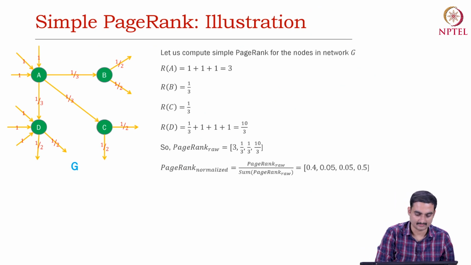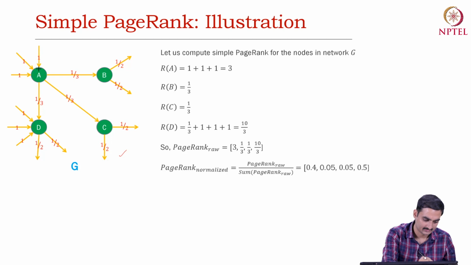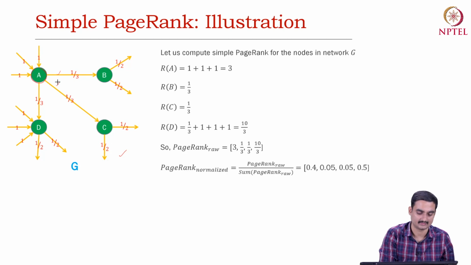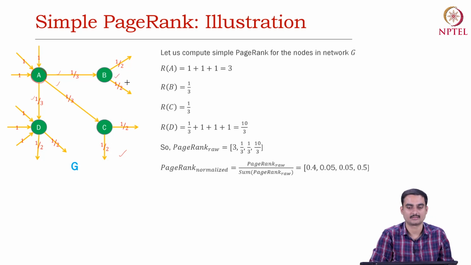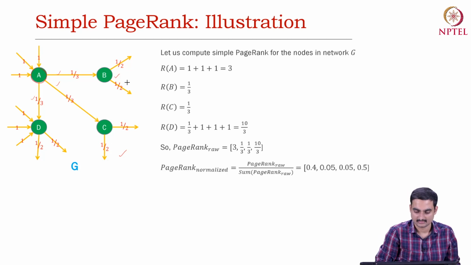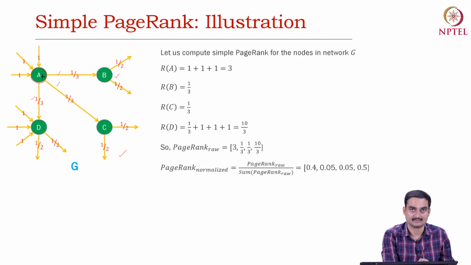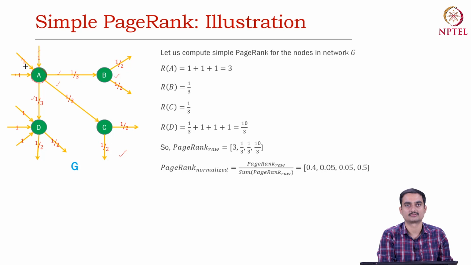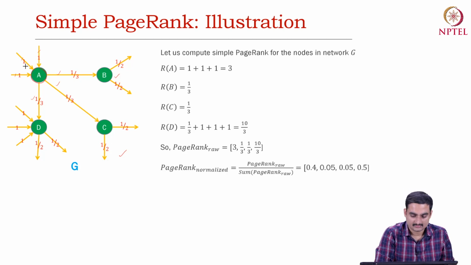So this is an example. You see that in this graph there are 4 nodes, and let us say this node A has 3 outward edges, 3 forward edges. Therefore the prestige will be divided equally, 1 by 3, 1 by 3, 1 by 3. For B, 2 outward edges, so 1 by 2 and 1 by 2, and so on. So now A's prestige is basically 1 plus 1 plus 1, assuming that each of these edges contributes 1 unit of prestige. So RA is 3.